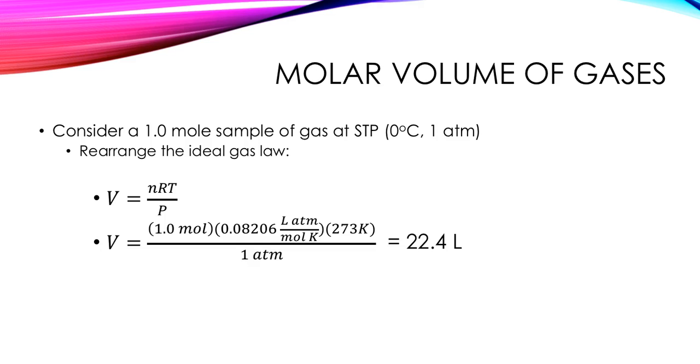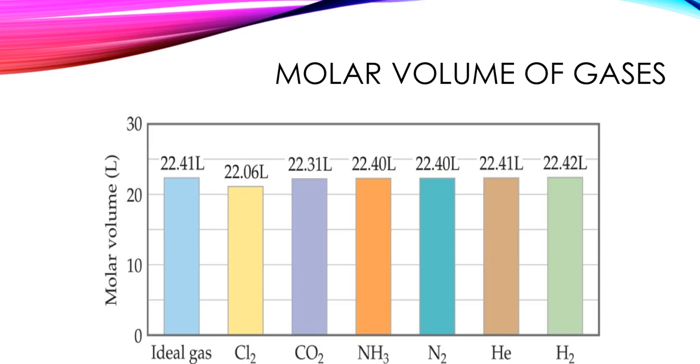Another application of the ideal gas law deals with molar volumes of gases. If we have a 1 mole sample of gas at standard conditions, 0 degrees Celsius and 1 atmosphere, or 273 Kelvin and 1 atmosphere, and we rearrange the ideal gas law to solve for volume, we get an answer of 22.4 liters. You may have encountered this value before: the volume of 1 mole of a gas at STP is 22.4 liters. This is actually an average value. We do get small deviations because we're assuming ideal behavior, which doesn't always happen, but on average, that's what we get.